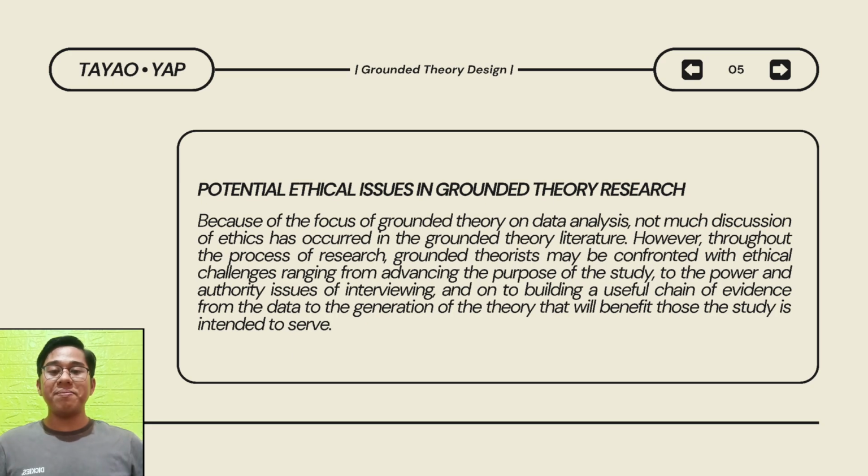Balancing the purpose of the study. Researchers need to ensure their research serves a legitimate purpose and that the potential benefits outweigh any risk to participants. Power and authority in interviews. Grounded theory often relies on interviews. Researchers must be mindful of the power dynamic between themselves and the participants and ensure informed consent is obtained.